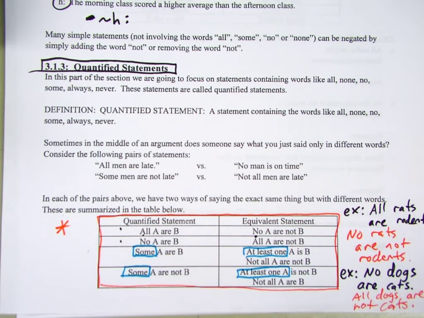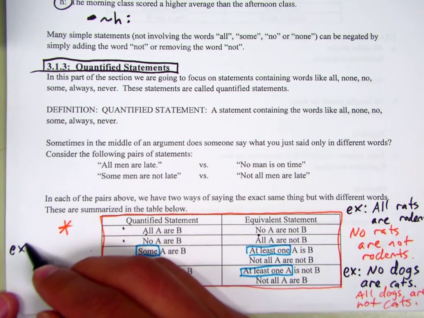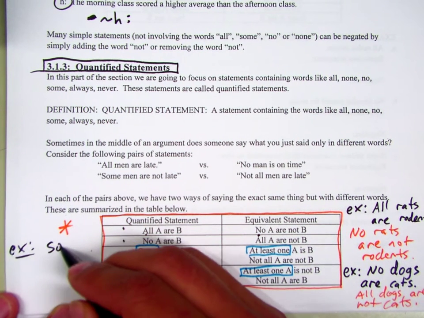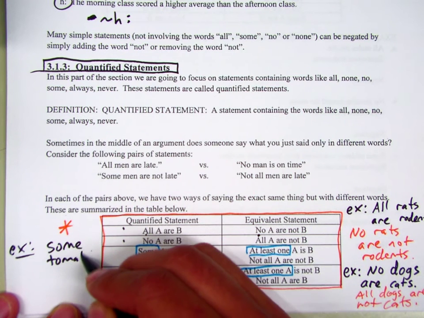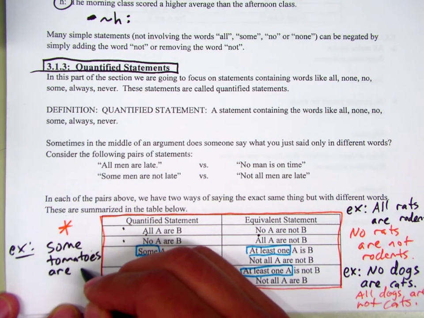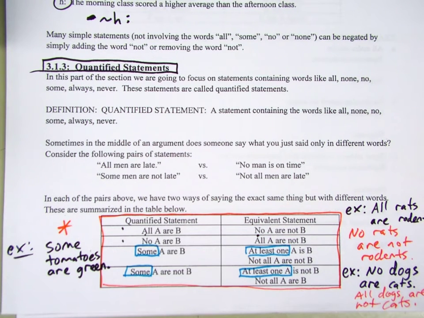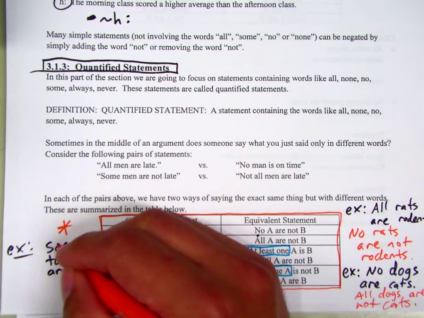Okay? So let's try an example here. Some tomatoes are green. And they are delicious. Don't write that down, but they are delicious. Have you ever had fried green tomatoes? Fried is different. Raw is disgusting. People are like, oh, this tomato's so sweet.